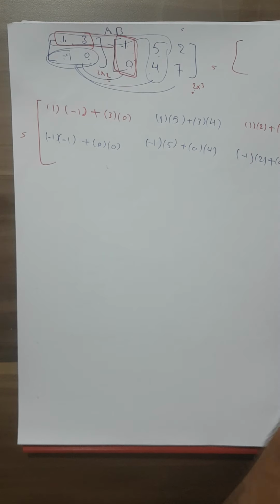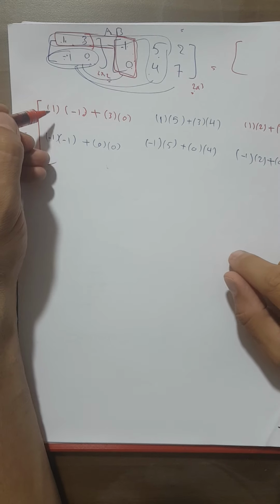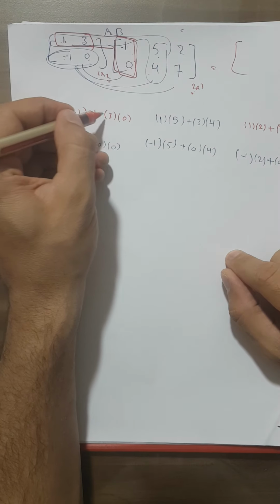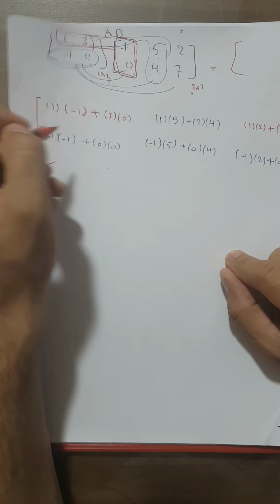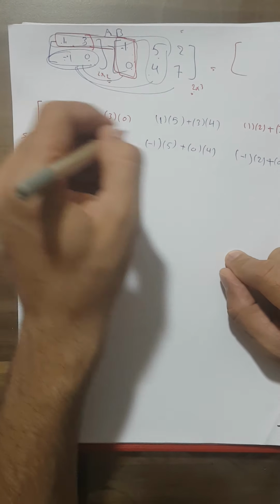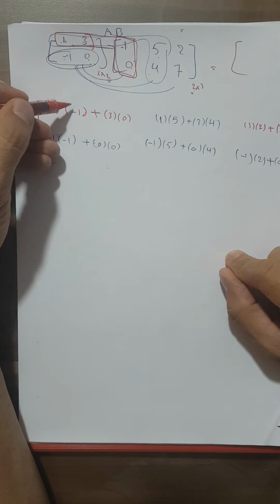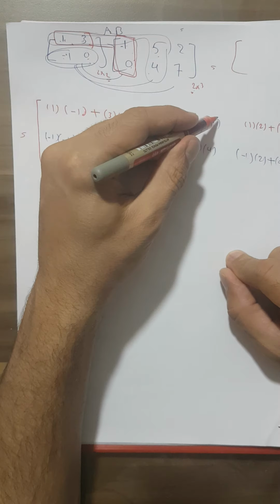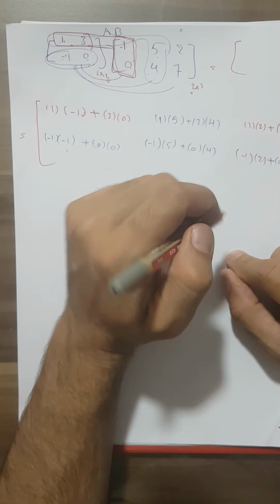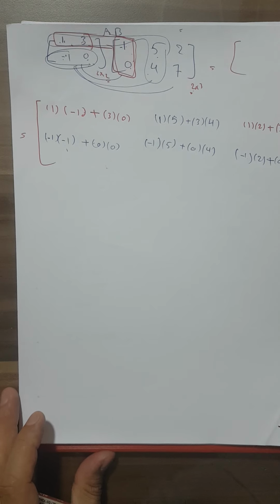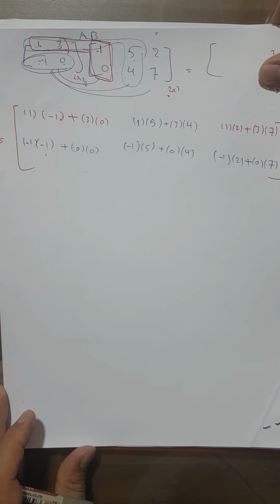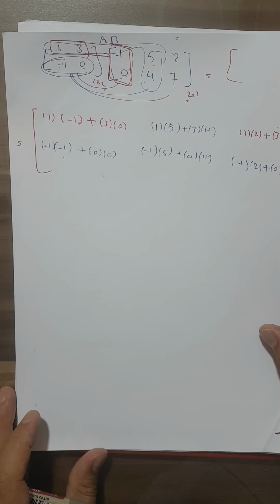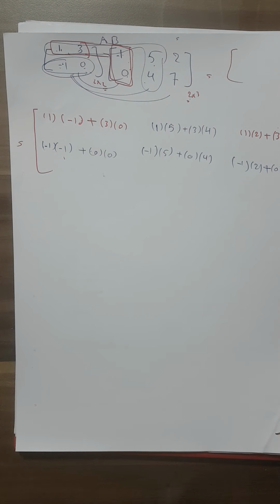That's all. If you see, we have what? We have 1, 1, 1. We have 3, 3, 3. We have again minus 1, minus 1, minus 1. 0, 0, 0. How about here? Minus 1, minus 1. 0, 0. 5, 5. 4, 4. 2, 2. 7, 7. So it means that everything is okay. Okay, dear? That's all about how to multiply the matrix.